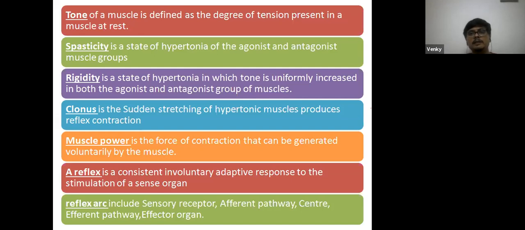Clonus is the sudden stretching of a hypertonic muscle that produces a reflex contraction. Power is the force of contraction that can be generated voluntarily by the muscle. A reflex is an involuntary adaptive response to the stimulation of a sense organ. A reflex arc consists of a sensory receptor, afferent pathway, center, efferent pathway, and efferent organ.